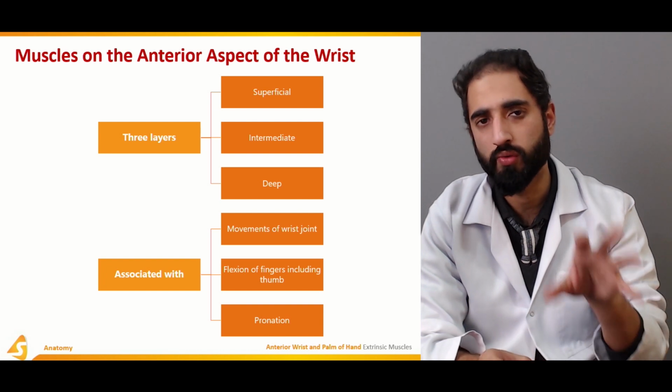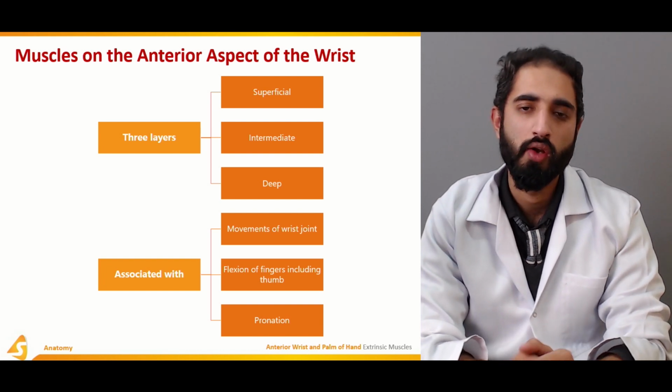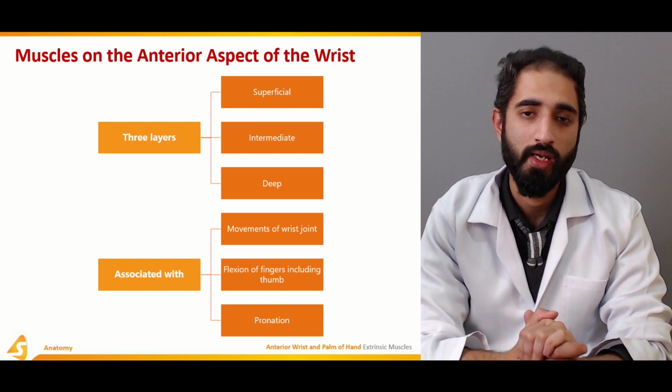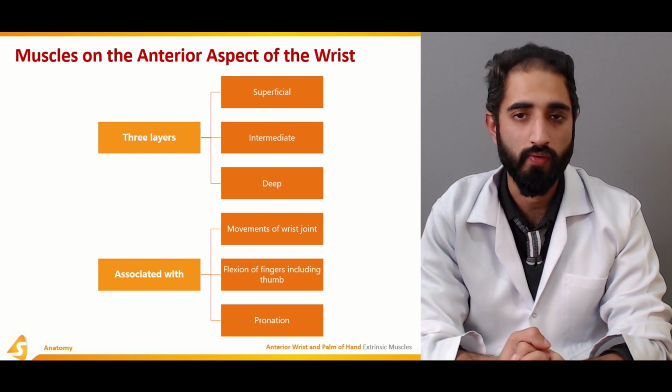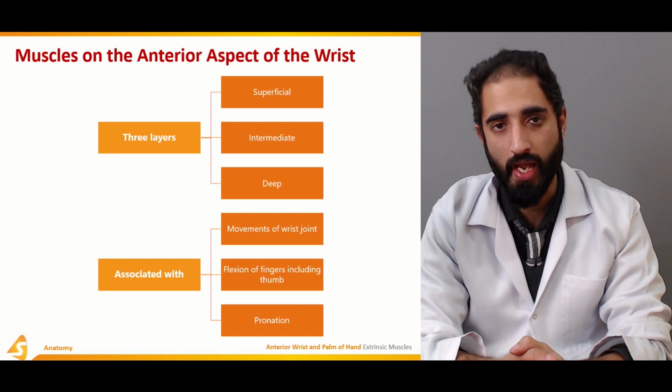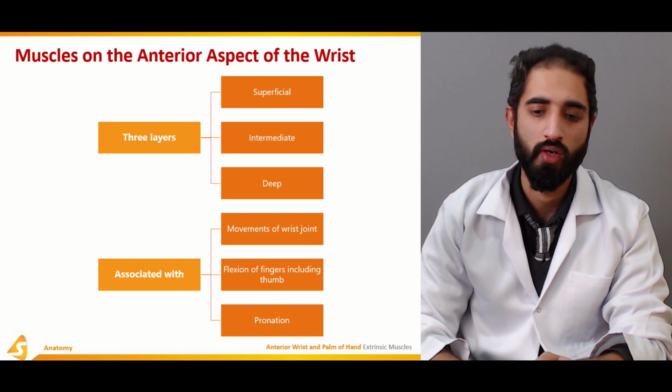But still, we are going to talk more about the functions which are much more related to and occurring at the level of the joints of the wrist and the joints of the hand, including the thumb and fingers, etc.